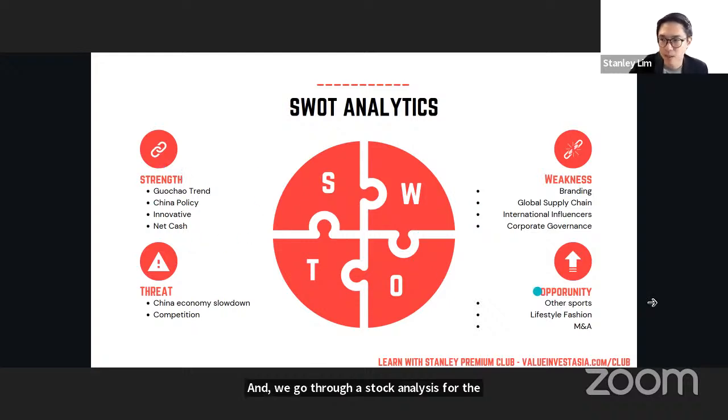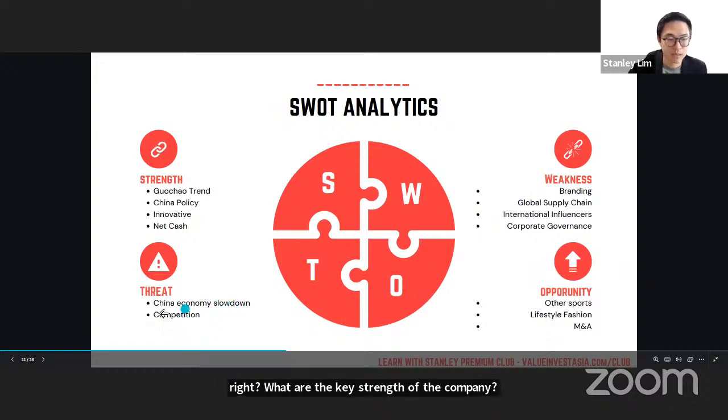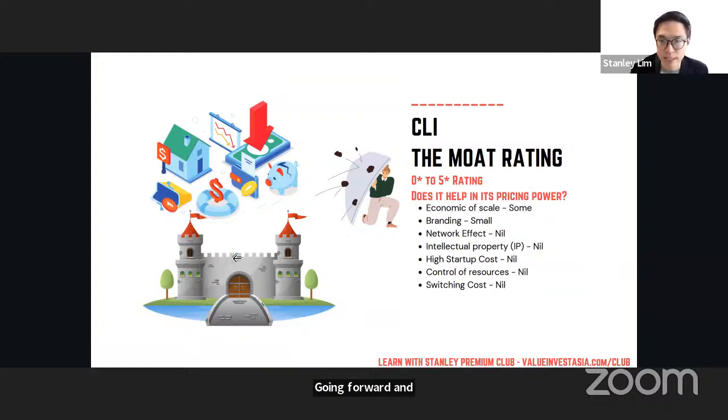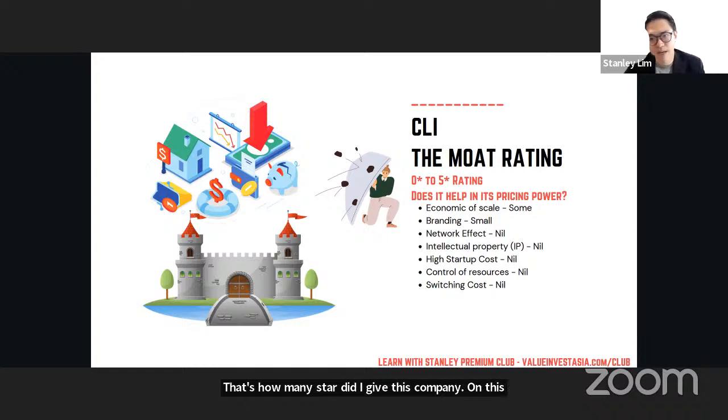What are the key strengths of the company? What are the weaknesses? What are the threats, say from competition, from regulation? And what are some of the key opportunities for this company going forward? And I do what we call the moat rating. Does this company have a moat? And for every company that we go through, I actually go down this list with them and give a score. That's how many stars I give this company on its moat rating. 0 star meaning no moat company, and 5 star meaning best of the best. As a case in point, I actually gave a 0 star in one of our webinars to Singapore Airlines. I deem it a 0 star moat company. And for a 5 star, maybe I'll give an example, Apple. Right? Apple is a 5 star moat company.